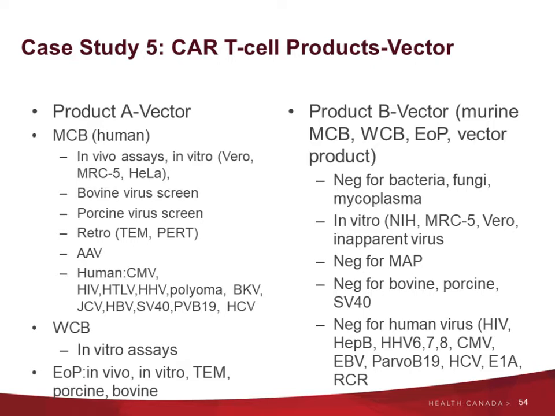In the case of product B, a wide range of tests were performed on all three, master cell bank, working cell bank, and end of production cells. In case of product A, a wide range of tests was performed on the master cell bank, in vitro assays on the working cell bank, and a range of tests on the end of production cells.